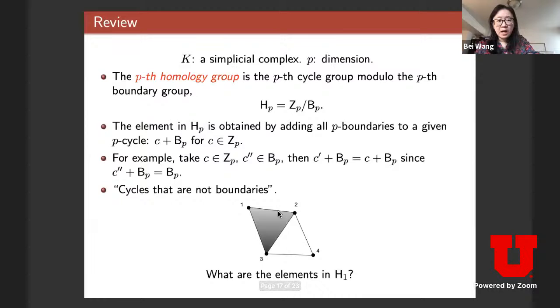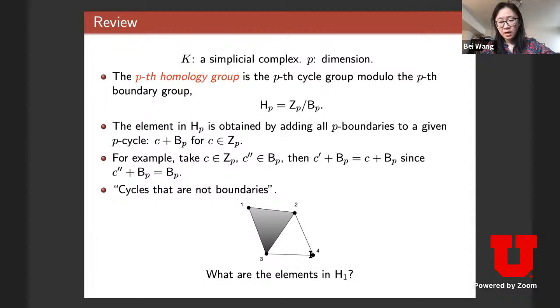Now the p-th homology group, as I said before, is the p-cycle group modulo the p-boundary group. What that really means is that it is a cycle, but not a boundary. That's what this modulo means. So if you look at what is in H1, the one-dimensional homology, what are the elements? As we mentioned before, some of the elements are going to be 2,3 plus 2,4 plus 3,4, because it's a one-cycle.